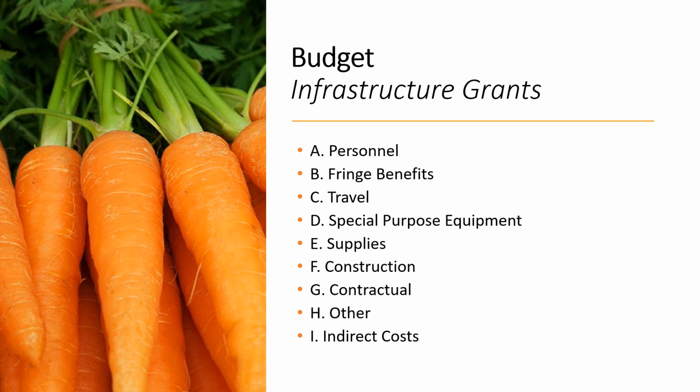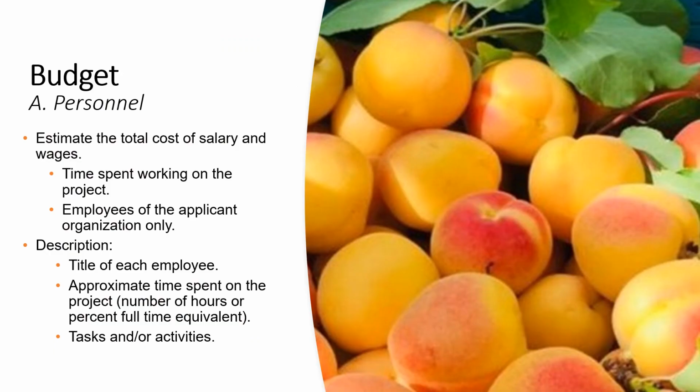The budget for infrastructure grants is more complex as many types of costs are allowable under this grant track. They are listed here and we will cover each in more detail presently. The first category is Category A, Personnel. This is where the applicant will list the total estimated cost of salary and wages for time spent working on the project by employees of the applicant organization.